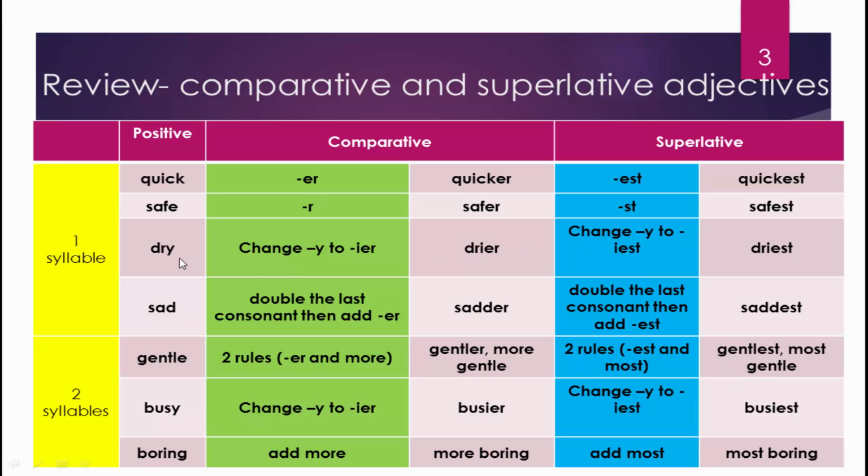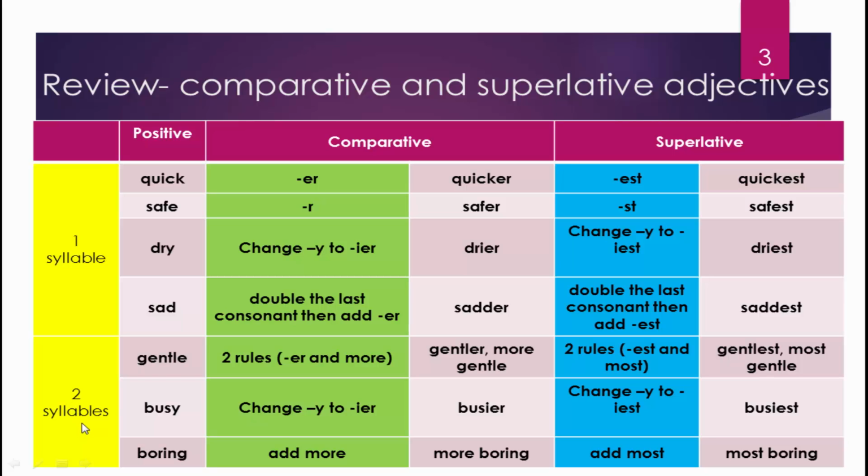Dry: because y is at the end and before y is a consonant, you have to change y to ie, like drier, and for superlative it is driest. And then CVC, you have to double the last consonant and then add er, like sad becomes sadder and saddest.